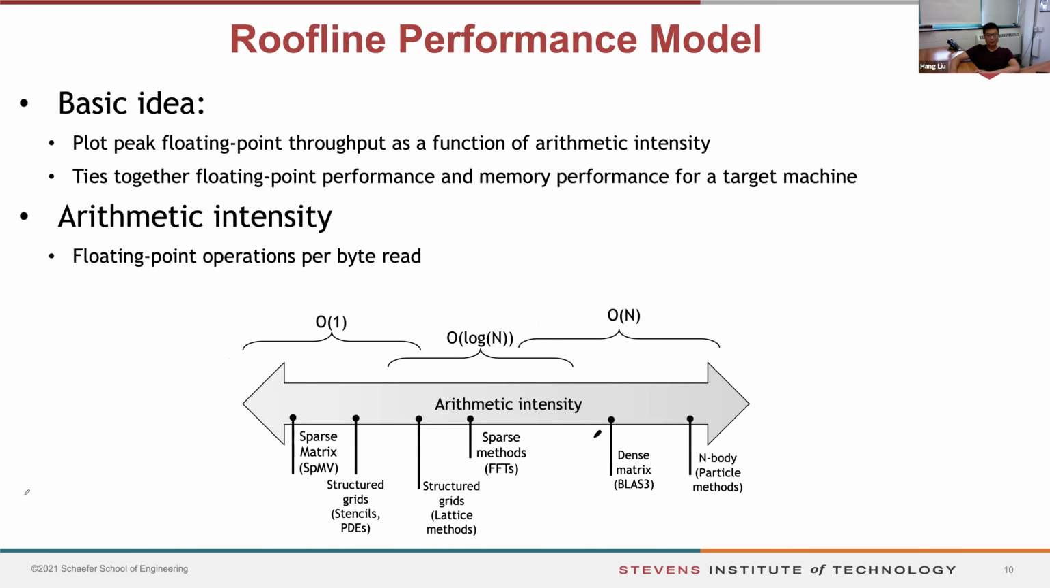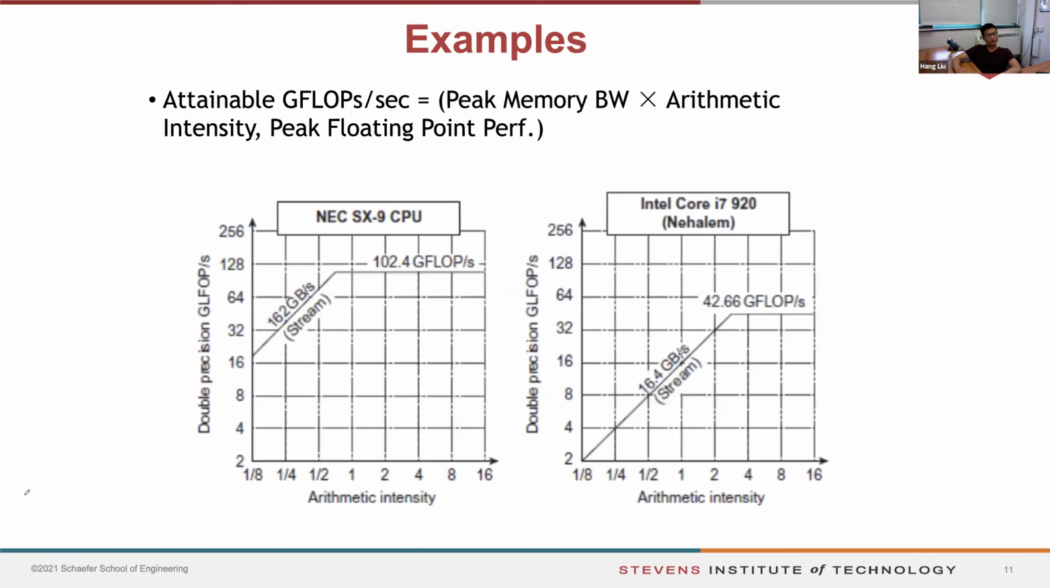Basically, you can see here for different kernels, the arithmetic intensity is different, like for SpMV, sparse matrix-vector multiplication, PDE, lattice computation, FFT, plus N-body simulation. The computational intensity is different. One is constant time, one is log N, one is N. So the roofline model is very important for us to estimate the peak performance.